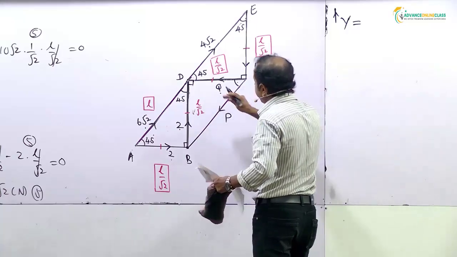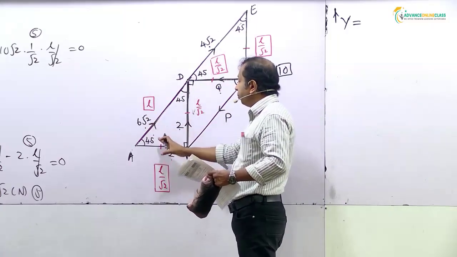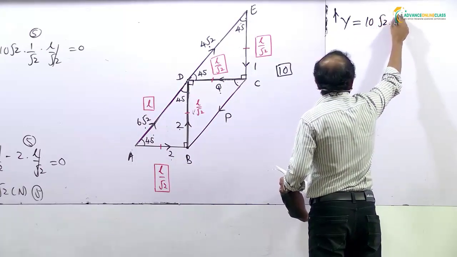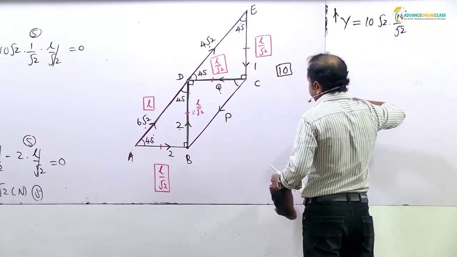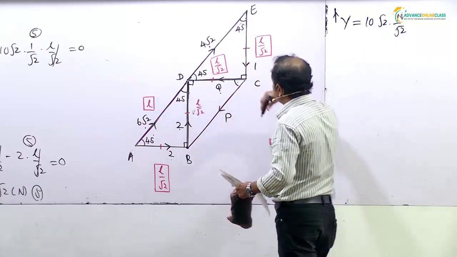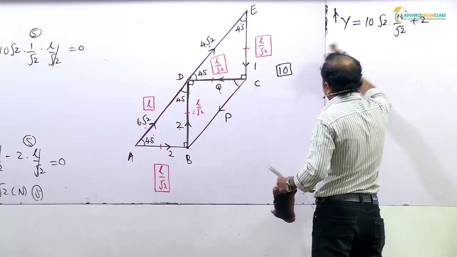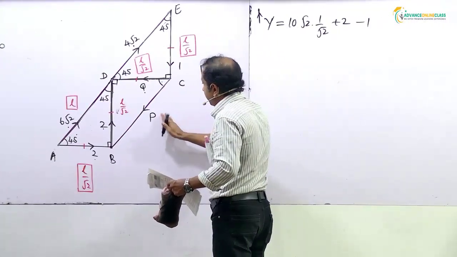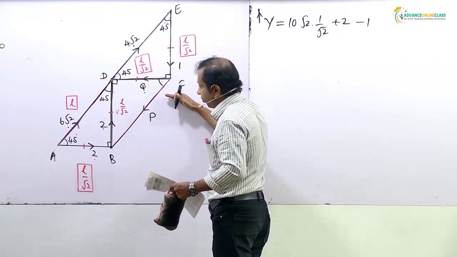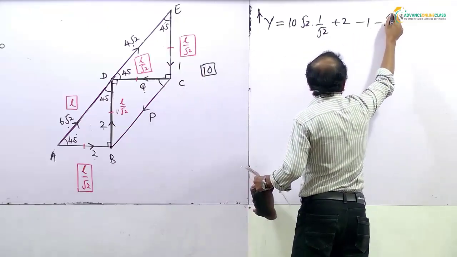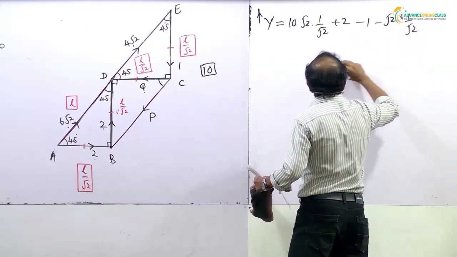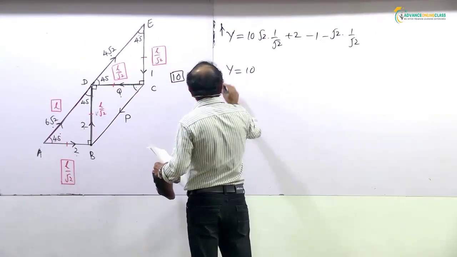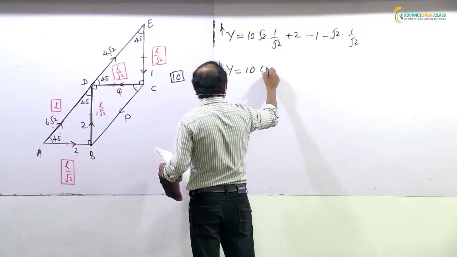Resolve upwards. What do you get? 4 root 2, 6 root 2, 10 root 2, cos 45. Upwards, 10 root 2, cos 45. 1 over root 2 is the cos 45 answer. Here 2, upwards. Here 1, downwards, minus. Here P, what is P? P sin 45, minus. Root 2 into sin 45, root 2. Then we get 10, no? It comes as 10. Upwards direction 10, it is 10 newtons.